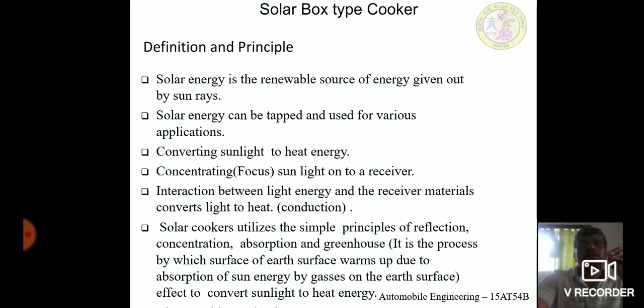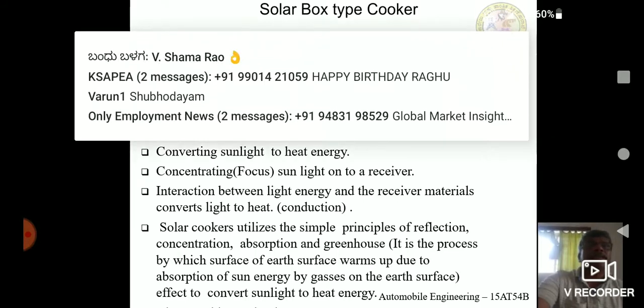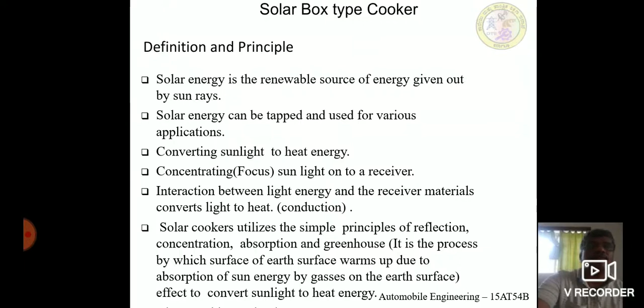Here, the principle is concentrating. I mean, the sun rays are made to focus on a particular point. The interaction between light energy and the receiver material converts light into heat. That's all. Solar cookers utilize the simple principle of reflection. Solar rays are reflected through a reflector, made to focus and concentrate, and absorbed by a metal or a device called an absorber, and it also makes use of the greenhouse effect.